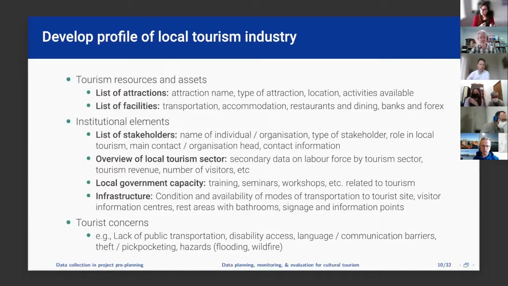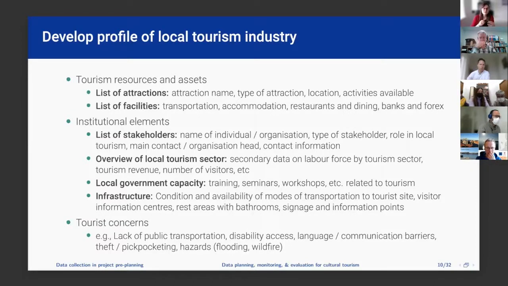And in terms of the infrastructure, we really want to know, okay, maybe we have public transportation, but the bus only runs twice a day. What is the condition of it? What is the availability of it? Are there visitor information centers? What kind of condition are they in? Are there rest areas with bathrooms? I know we have a lot of rural areas with long, maybe hiking paths. What is the condition of the signs and the information points?